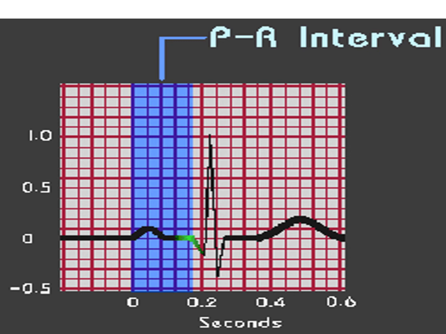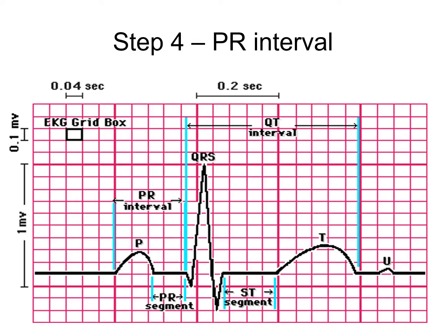And I have a little poem to help you remember the heart block, so don't worry about that. Alright, so this is again just showing a little bit of a different view of your P to R interval.